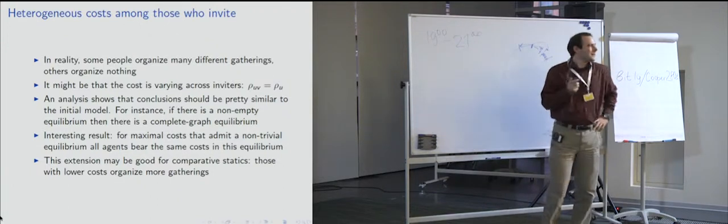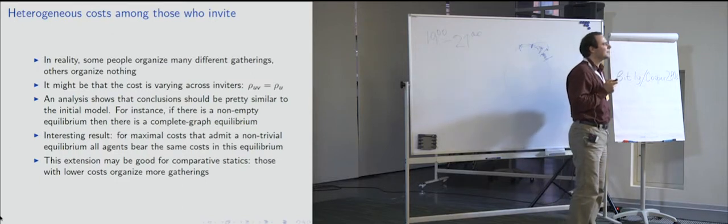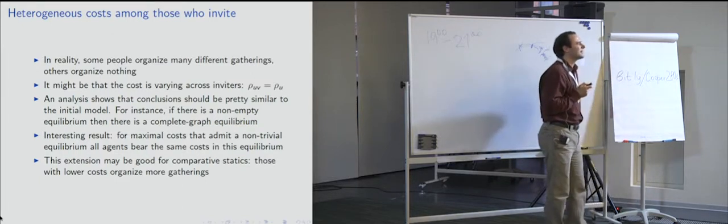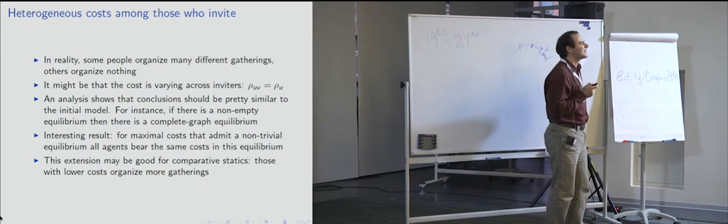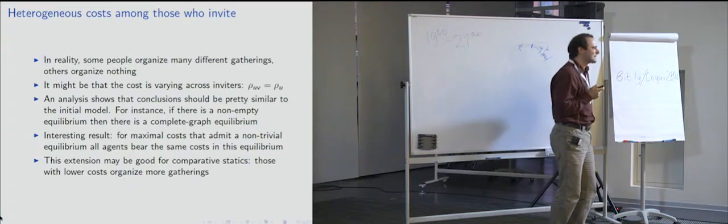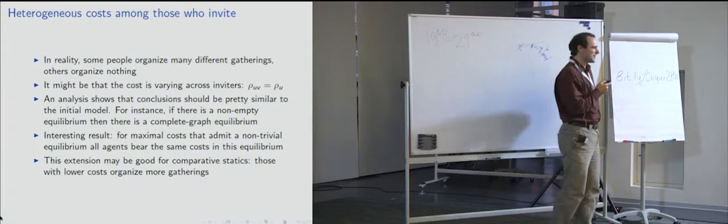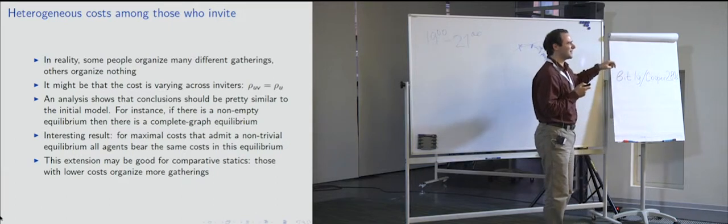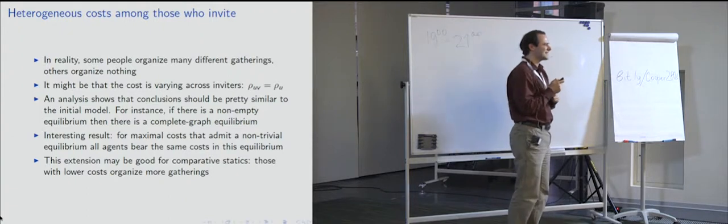So the complete graph is being formed together, each bearing his personalized part of the cost. Yes, and this personalized part is inversely proportional to his ability to invite. Yes, exactly.